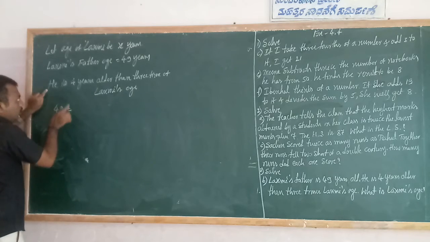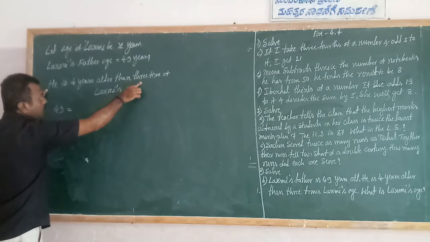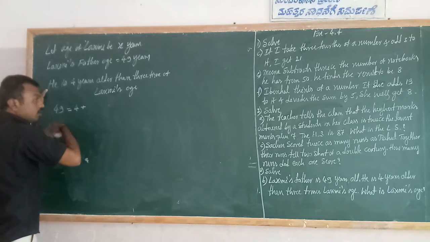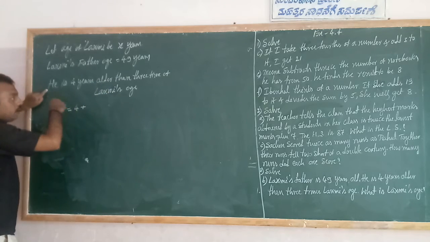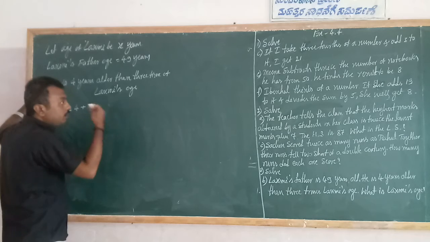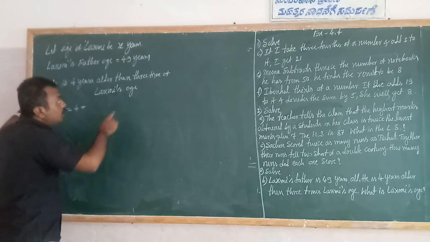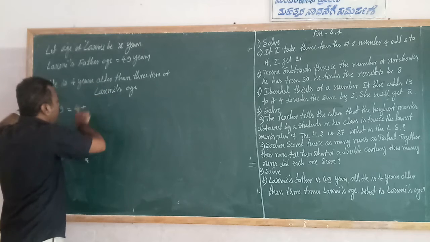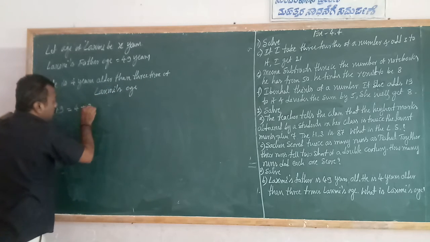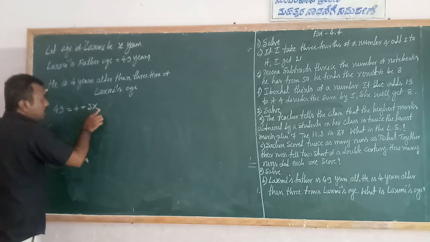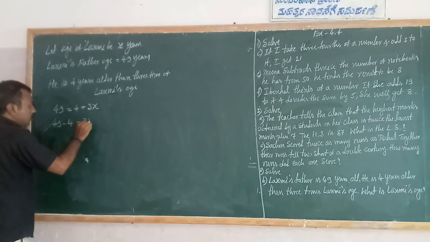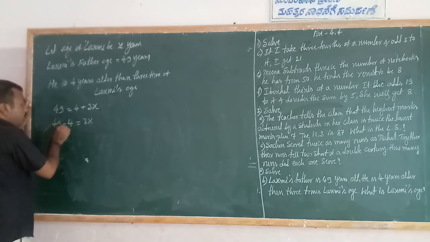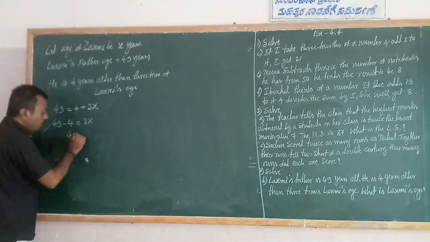Is means is equal to 4 years older than. 4 years means 4 plus. Older than means more, lesser than means less. Younger means less, elder is also more. Elder means we have to add, younger means we have to subtract. So older means also we do addition. So 4 plus 3 times Lakshmi's age, that is 3x. Now we have to solve it. So 49 is equal to 4 plus 3x. 3x has to be written on the RHS, so plus 4 goes to the LHS and becomes minus 4. 49 minus 4 becomes 45. 45 is equal to 3x.